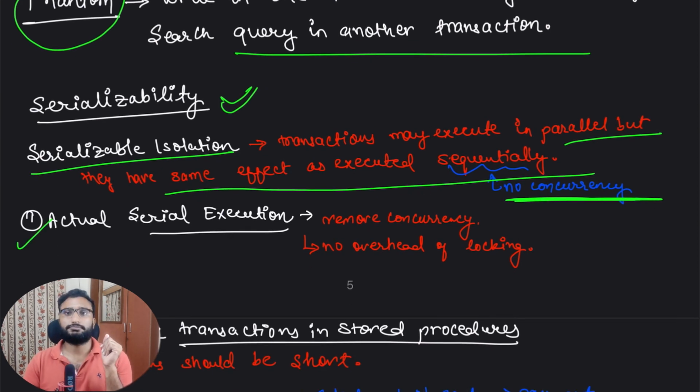How can you do it? कैसे कर सकते हैं? First one is actual serial execution. कि actually हमने दिखाना नहीं है. Actually they are executed sequentially, one by one. ठीक है. So there are no issues.